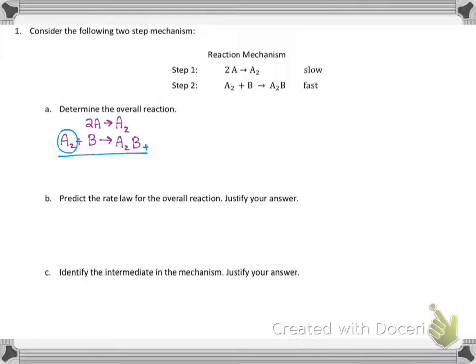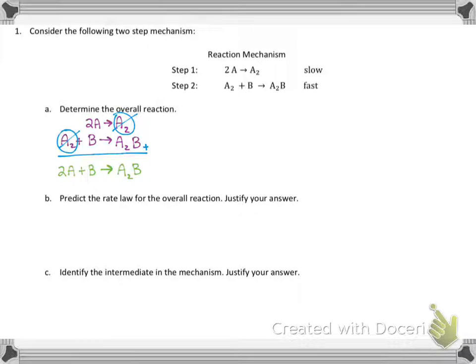Well, notice in this case, A2 is an intermediate. It's produced in the first step and consumed in the second, and thus it is dead to us. Well, that was the only thing we can cross out. So that means both of the other reactants are going to be part of our overall reaction. And then there's only one product left. So that product has to be the product of our overall reaction.